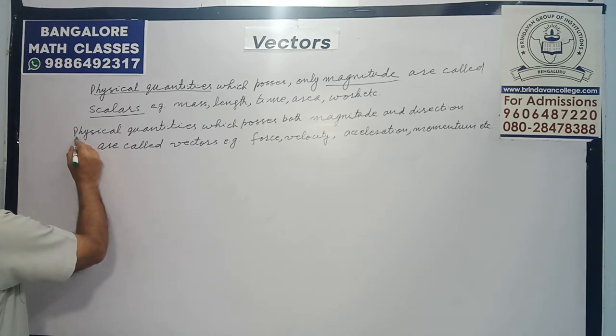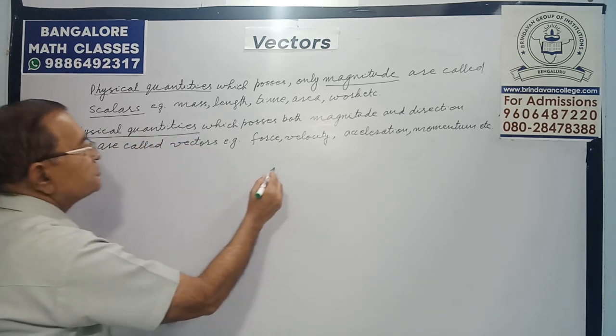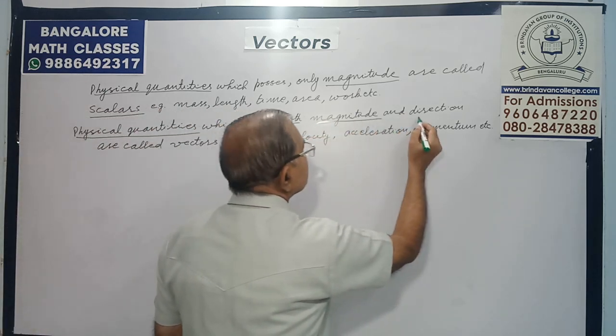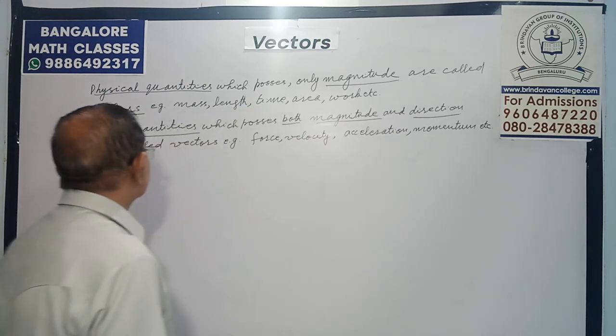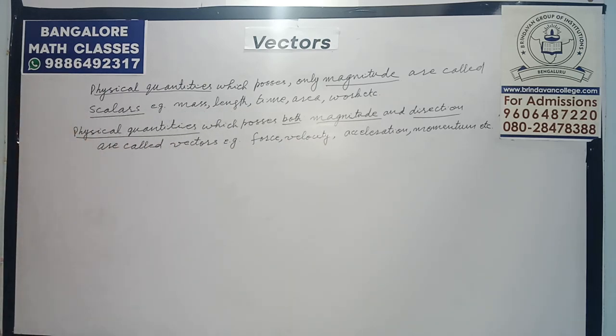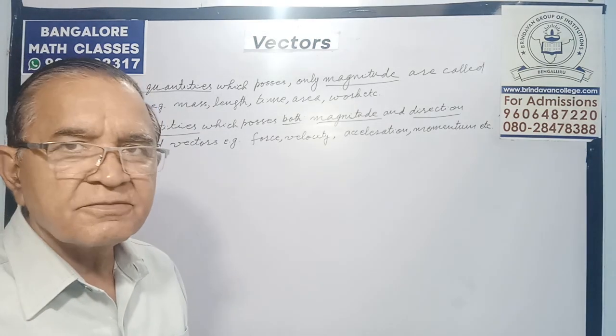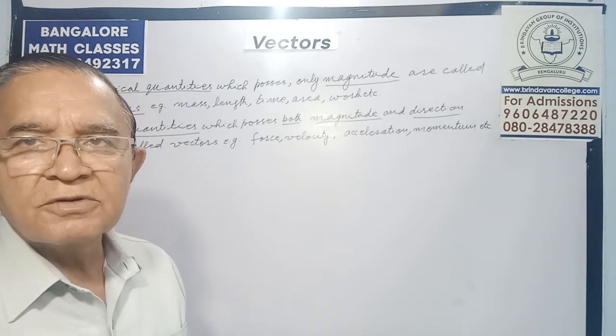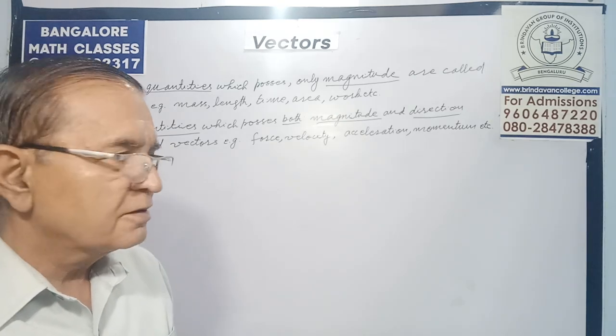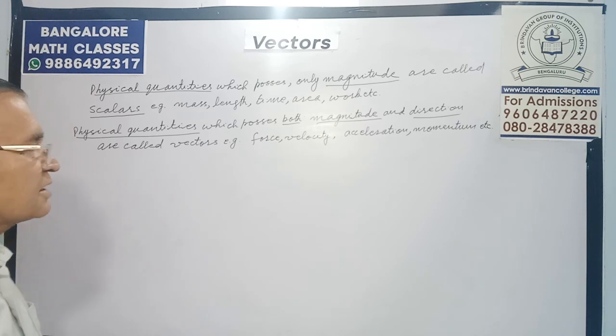And physical quantities which possess both magnitude as well as direction are called vectors. For example, force, velocity, acceleration, momentum, etc. We have types of vectors, say zero vector if the magnitude is zero, unit vector if the magnitude is unit. Like that, a few more types of vectors are there. I would like to start with the sums directly.